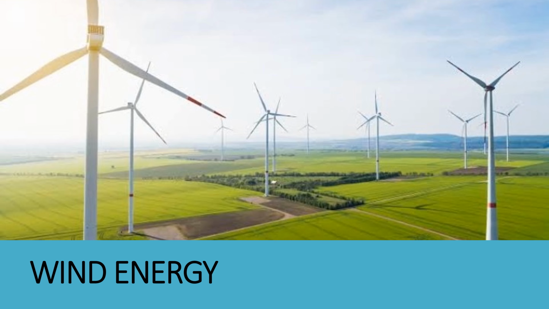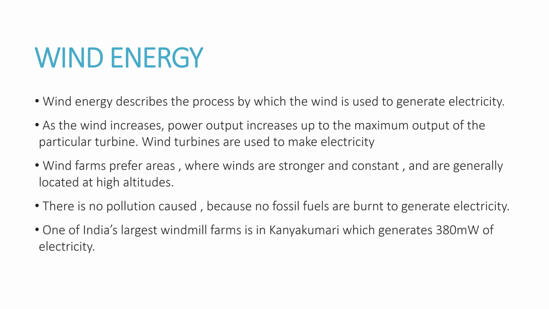Next comes wind energy. Wind energy describes a process by which the wind is used to generate electricity. As the wind increases, power output increases up to the maximum output of the particular turbine. Wind turbines are used to make electricity. Wind farms prefer areas where winds are stronger and constant and are generally located at high altitudes. There is no pollution cost because no fossil fuels are burned to generate electricity. One of India's largest windmill farms is in Kanyakumari, which generates 380 megawatts of electricity.